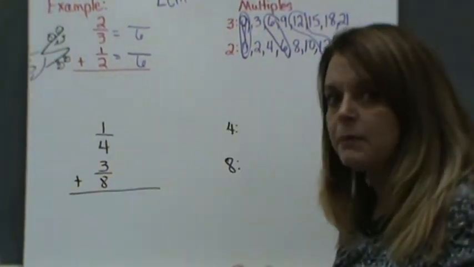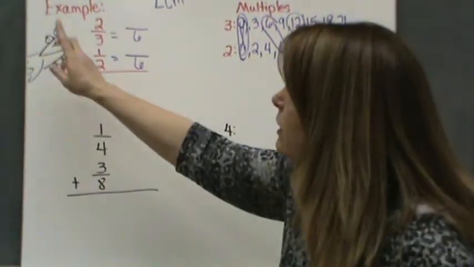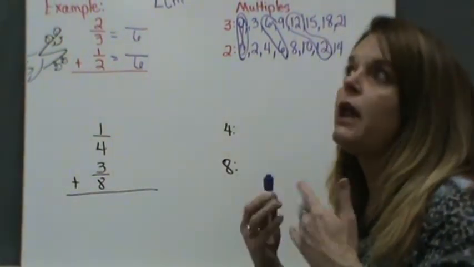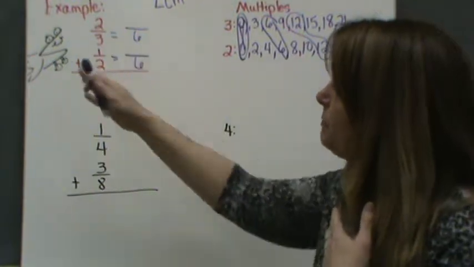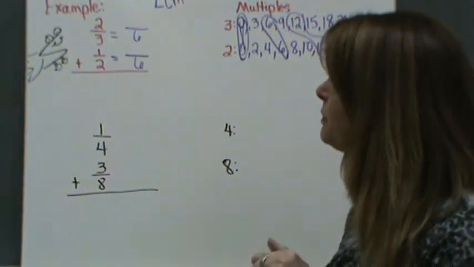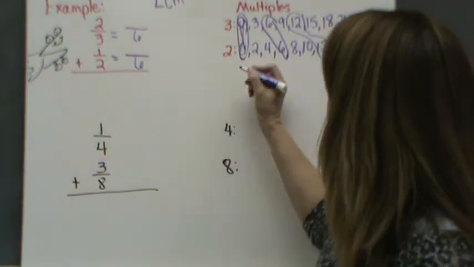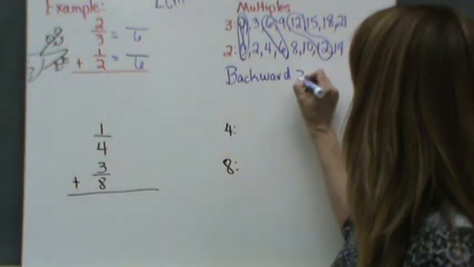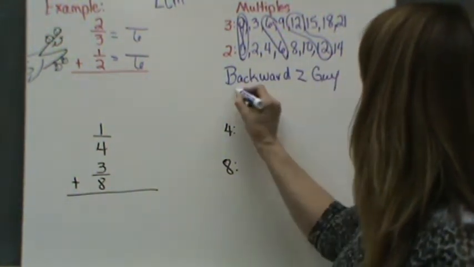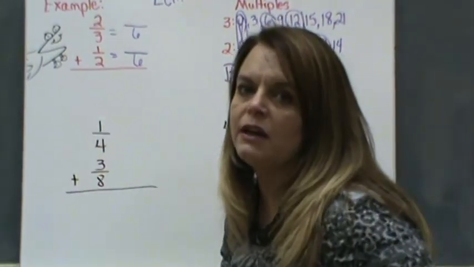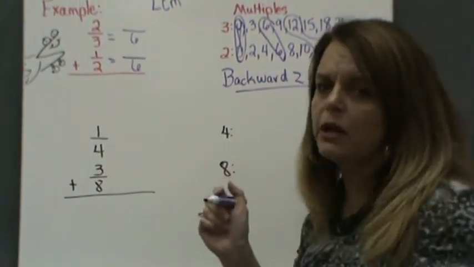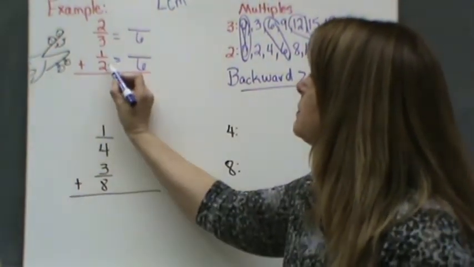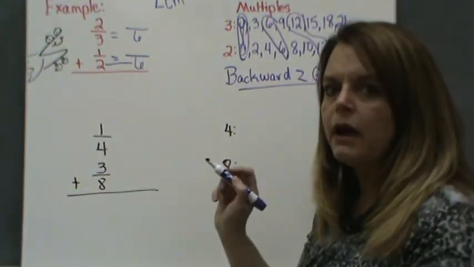Now, this is where you get to meet my friend, the backward Z guy. He's here. He's a superhero. Once you come in and you find the least common multiple, now what do you do? Well, I always call backward Z guy, and backward Z guy comes in to help. So we're going to call him backward Z guy. And if you look at him, you'll see that he is a backward Z. So I'll call him, hey, backward Z guy, can you come help me? And he's going to come and help me find these equivalent fractions. So I'm going to say 2 will go into 6. How many times?